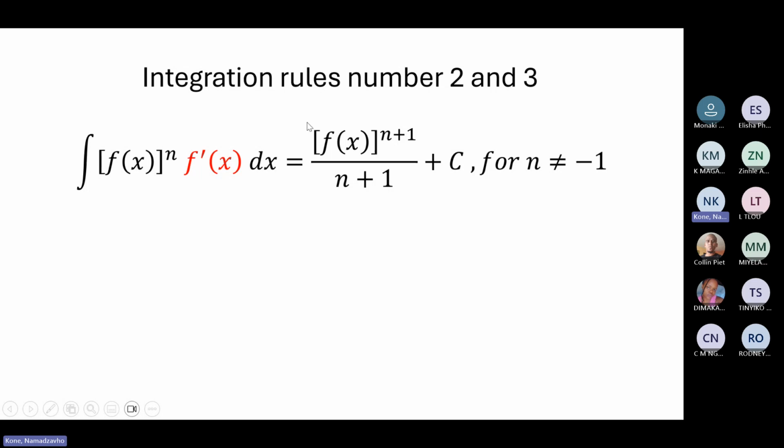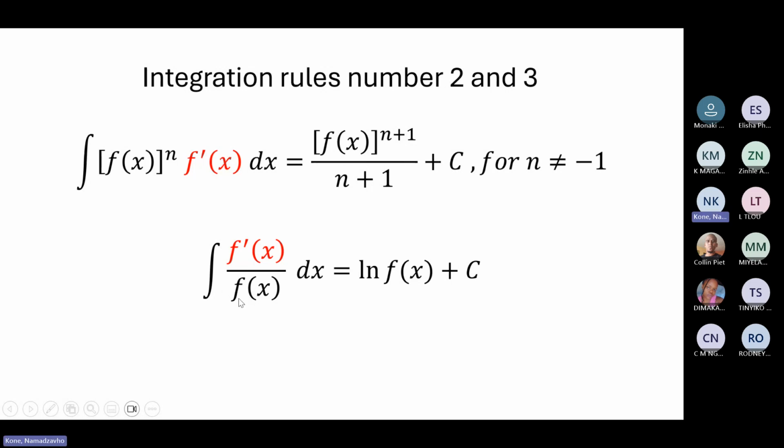So when n is equal to minus 1, this does not work. Only when n is equal to minus 1. But all other negative powers, like minus 2, or n is minus half, or whatever, you use this one. When n is minus 1, then this is what happens. Your f of x will be like that.